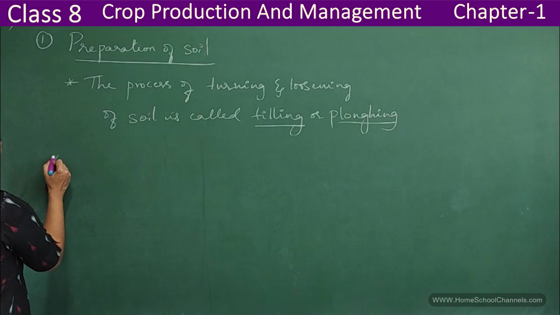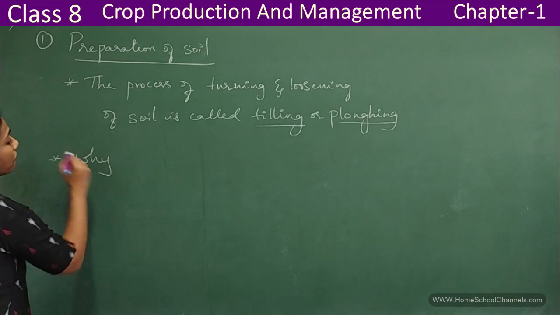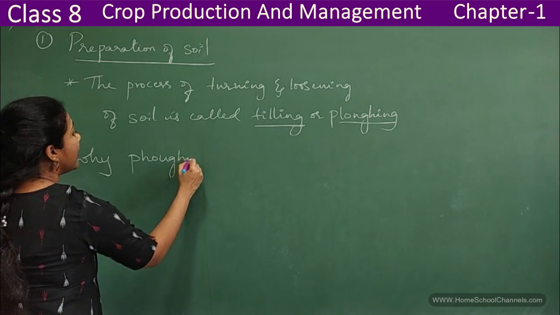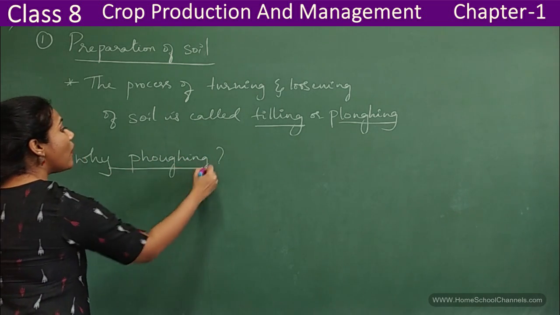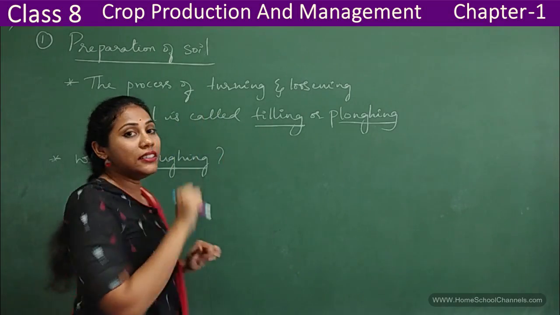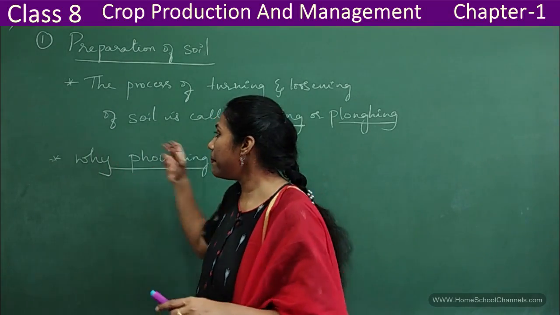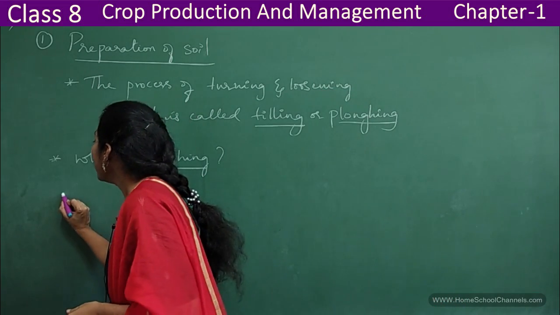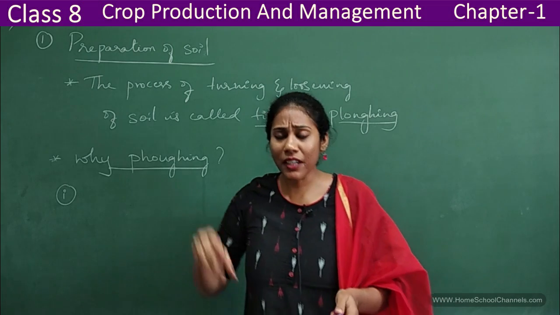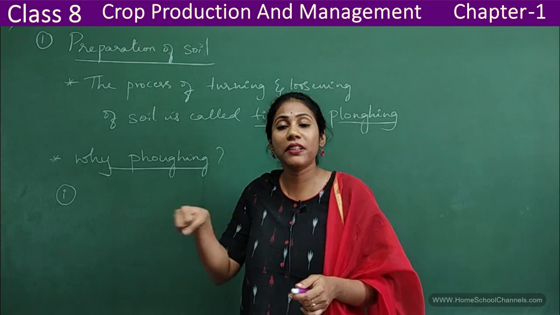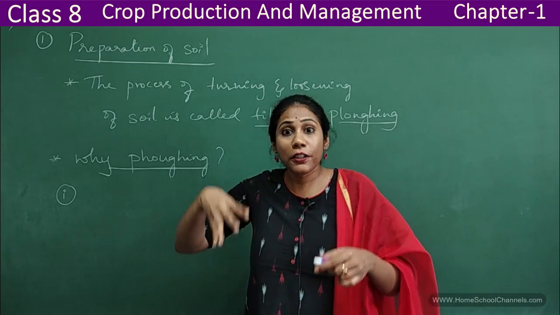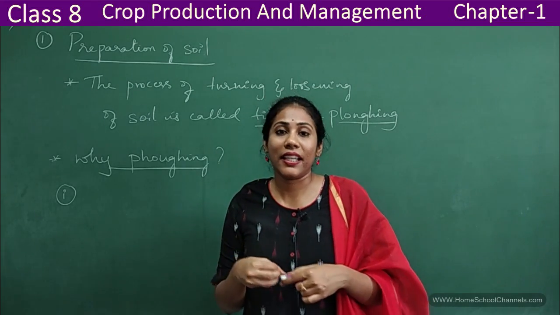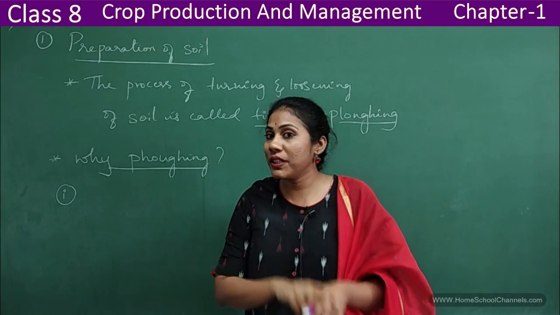Now the next important thing is why we need to plow the soil. Why is plowing necessary? Why do we have to make the soil loose, why do we have to turn the soil? What is the reason behind this is very important to understand. Here the first point is, when you make the soil loose, when you turn the soil, the roots can grow deep into the soil and the roots can breathe properly. They are able to absorb the nutrients better.